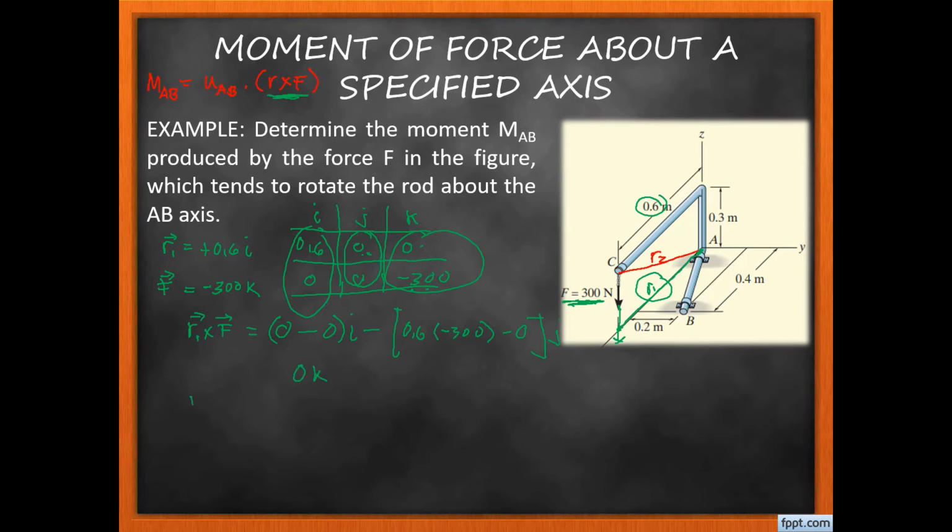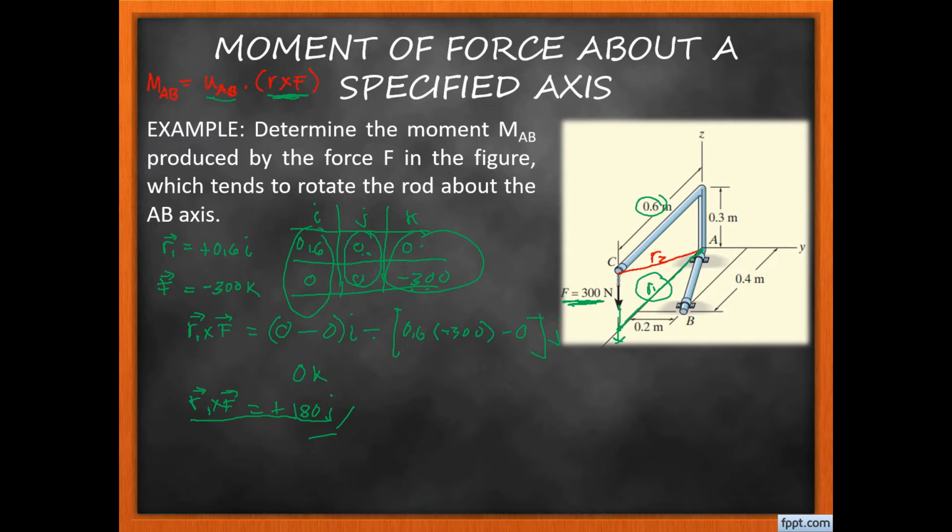So yung R cross F natin is equals to, so meron lang tayong 300 times 0.6. So negative yun, may negative dun sa labas, so magiging positive. So positive, ilan yan? 0.6. So 0.6 times 300 is positive 180. So yung ating direction is along J. Okay, so dahil meron na tayong R cross F, so kailangan na lang natin kunin yung unit vector along AB.